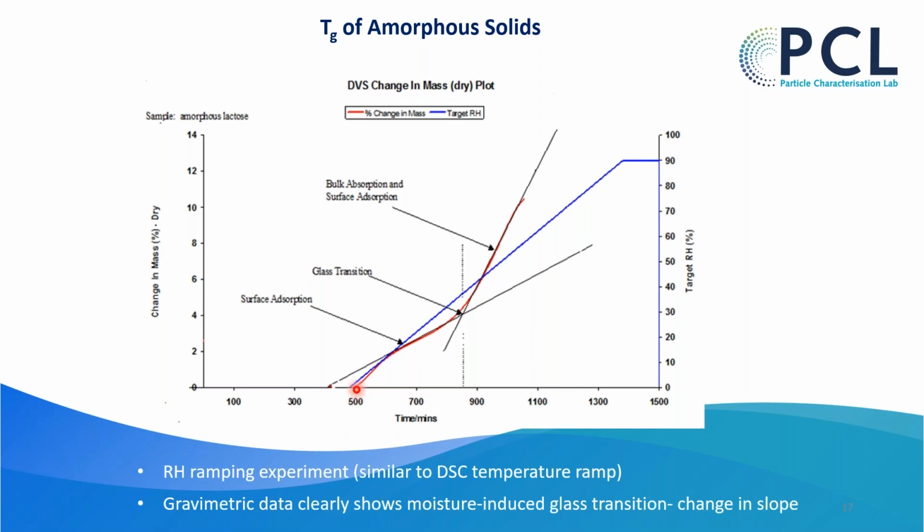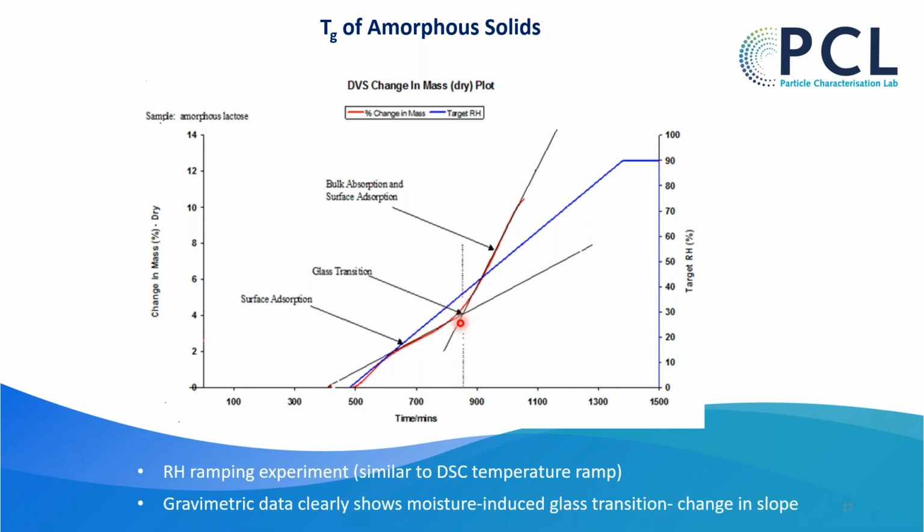The red line is the sample mass. So at the start, there's a little bit of water, which is probably surface absorption. It turns over, it becomes a fairly straight line for a certain ramp of humidity. But then at a particular humidity, it changes and it goes to a different slope. It's not unlike what you see in DSC for measuring TG.